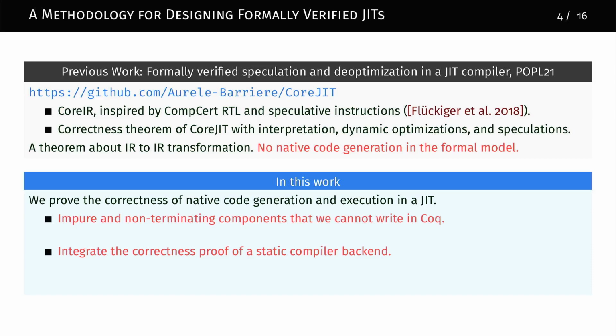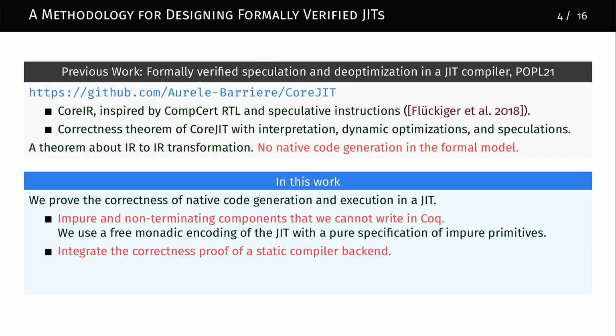Now, of course, this brings new verification challenges. The first one is that because we have native code execution, some of the components of the JIT are going to be hard to write in Gallina, the programming language of CompCert. So to solve this issue, we're going to adopt a free monadic encoding of the JIT. And in that encoding, some small set of primitives are going to be given a simple CompCert specification.